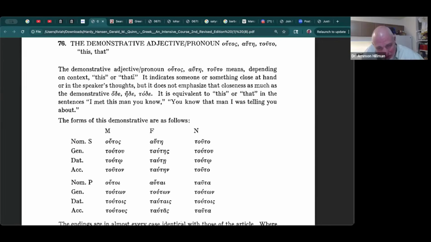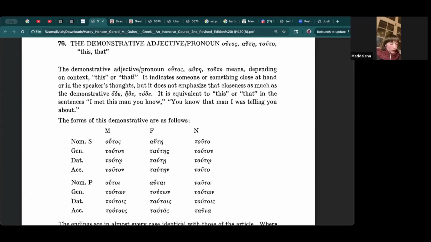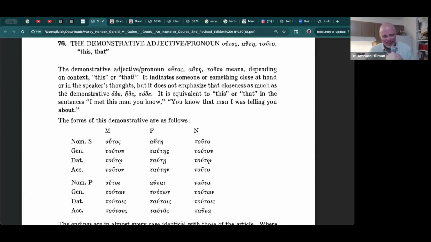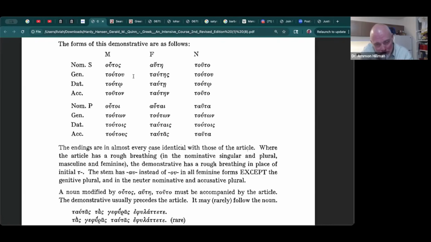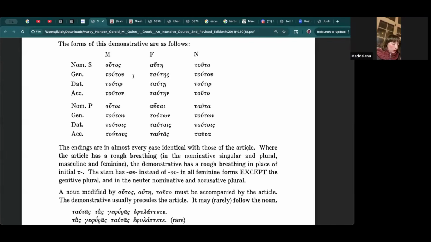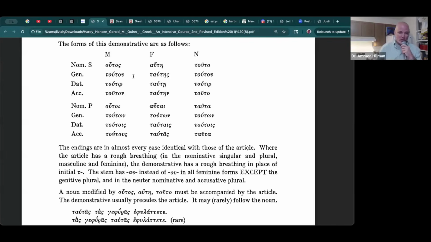Look what they say. It's equivalent to this or that in the sentence. Sentences, I met this man, you know. It's just funny how they're trying to get you to learn, right? So here are the forms of it, and guess what? They don't look odd. Houtos, right? Toutou, toutoi, touton. Tutoi, good. Touton, good.